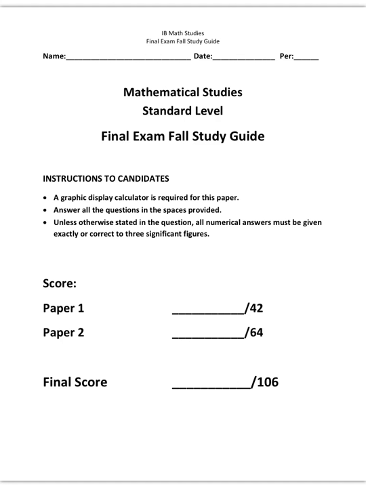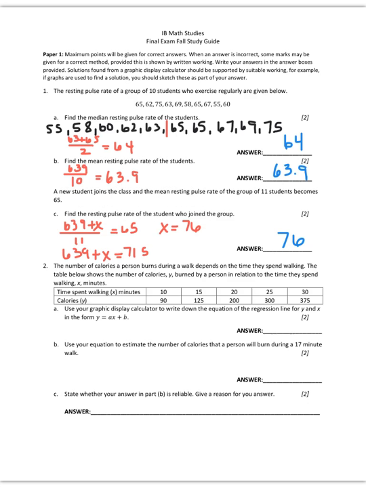This is the review video for the IB Math Studies Final Exam Fall Study Guide. So starting with the paper 1 questions, number 1 is from topic number 2, one variable statistics.